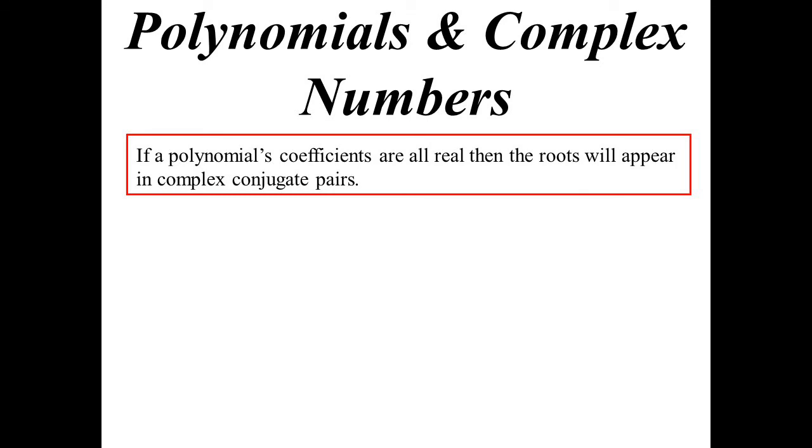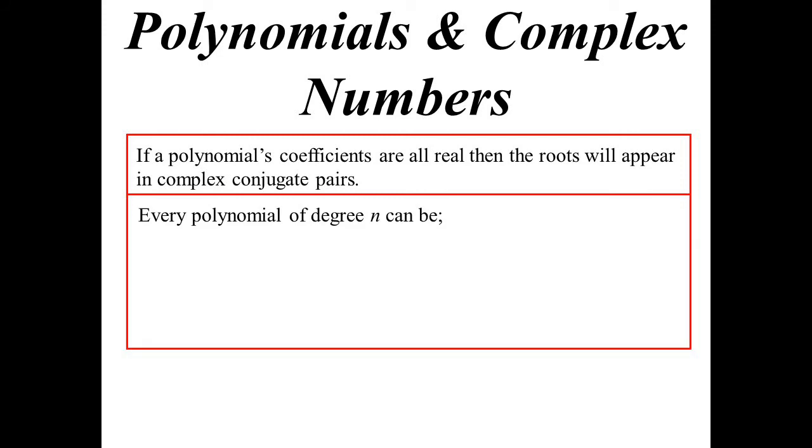Polynomials, complex numbers. I've mentioned this before, but it is kind of an important point. If you're looking to factorise a polynomial or solve it, if you notice all the coefficients are real, then you know the solutions, or the complex solutions, will always appear in conjugate pairs. So what does this mean?